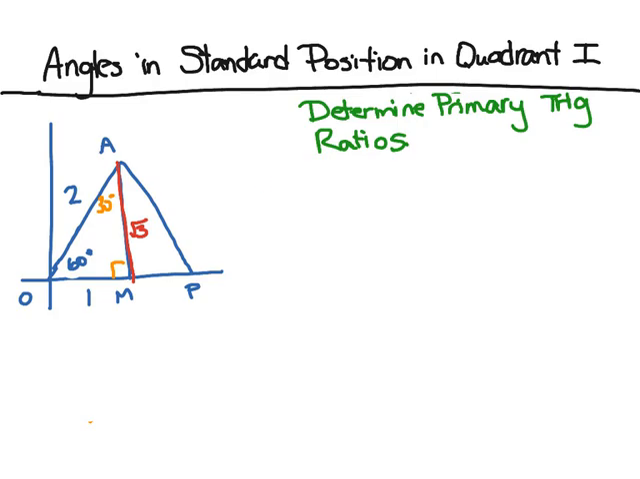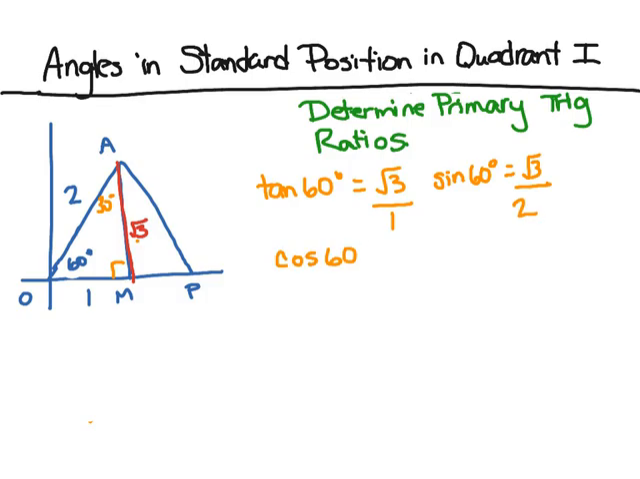So what we're going to do is find our ratios for both 60-degree angles and 30-degree angles. First, tan of 60 degrees is equal to our opposite, which is root 3, over our adjacent, which is 1. So tan of 60 degrees is equal to root 3. Sin of 60 degrees is equal to our opposite, which is root 3, over our hypotenuse, which is 2. And cos of 60 degrees is equal to our adjacent, which is 1, over our hypotenuse, which is 2.